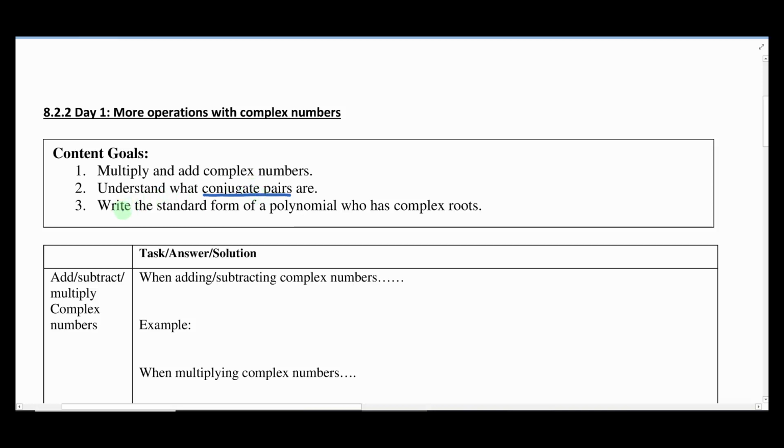And then our third goal here is to write the standard form of a polynomial that has complex roots. Like I said, we might run into a polynomial, we know the roots, and then we want to write its equation based on that information. All right, so we're going to learn all that today. Let's go ahead and get started here.